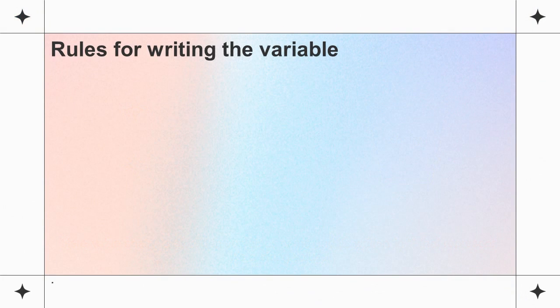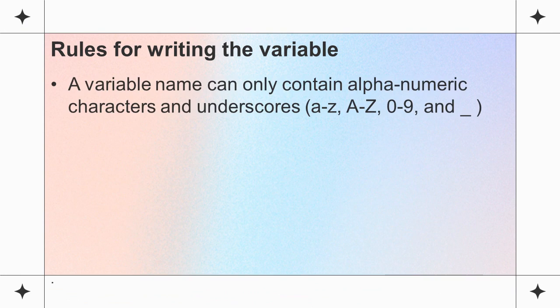Last, we will discuss rules for writing a variable. There are different ways of writing a variable, but some rules are defined. First, a variable name contains alphanumeric characters and underscore. Alphanumeric characters means alphabets and numbers, A to Z and 0 to 9. As we know, our programming languages are case sensitive, so small a and capital A are both different.